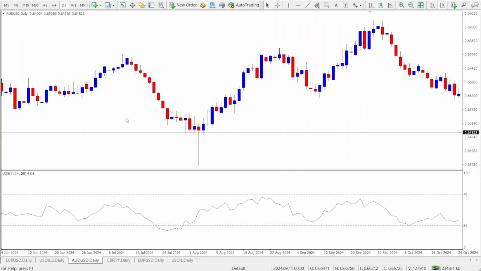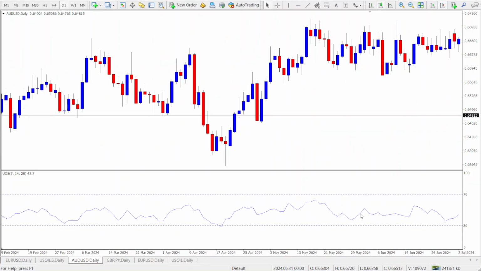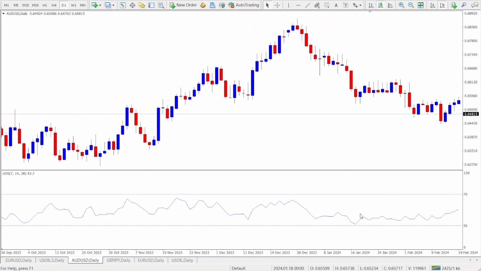So what I just did, if your indicator is not displaying 0 to 100, you can manually go to the settings and fix the minimum at 0 and the maximum at 100, so that you can clearly see the overbought and oversold regions and those levels. How to use this indicator is quite straightforward.